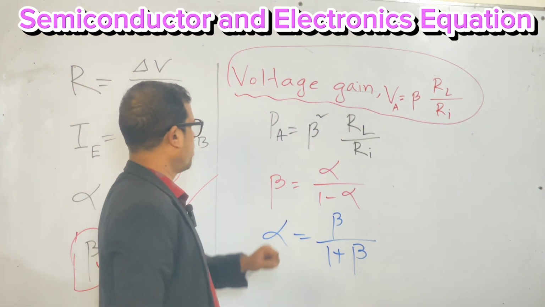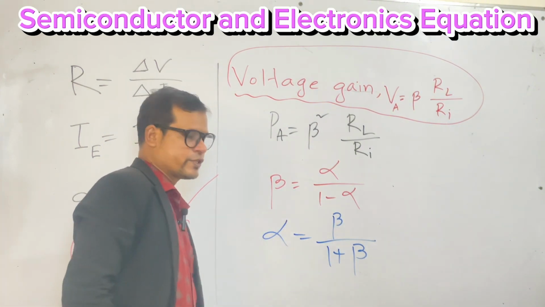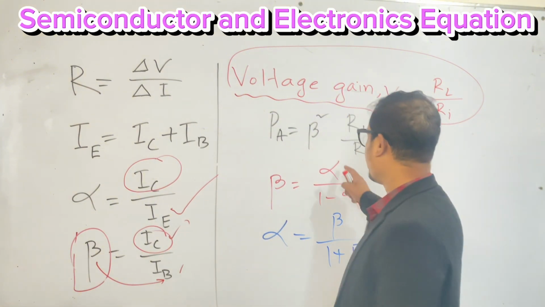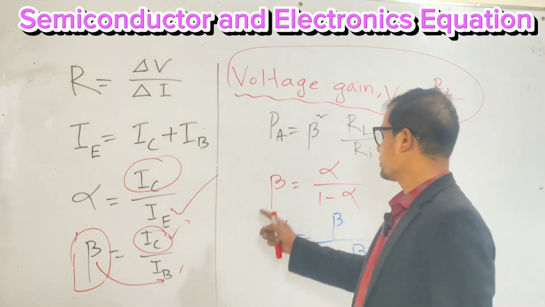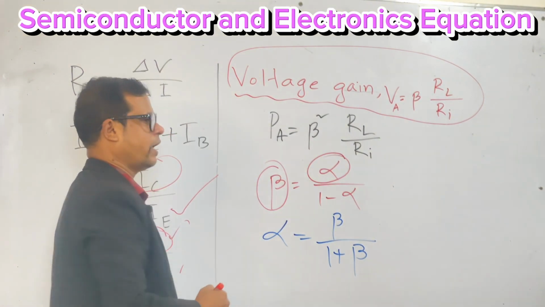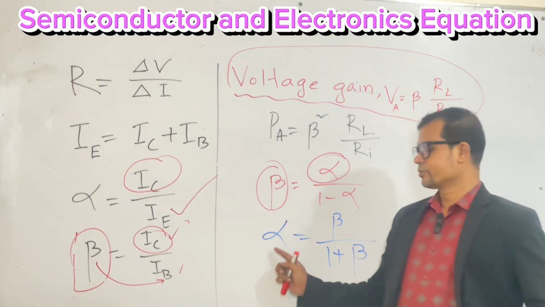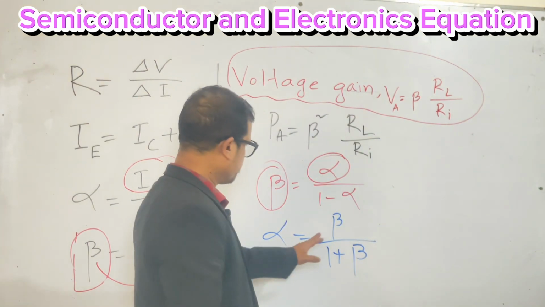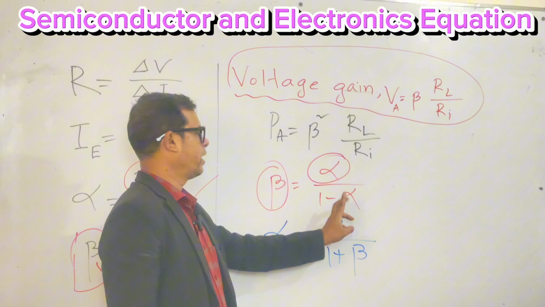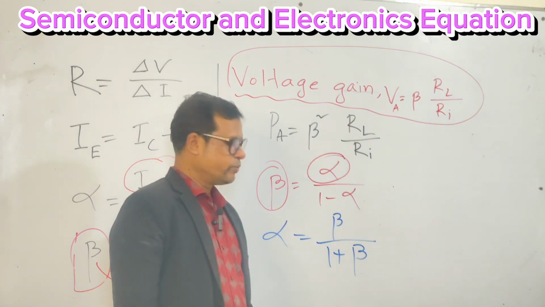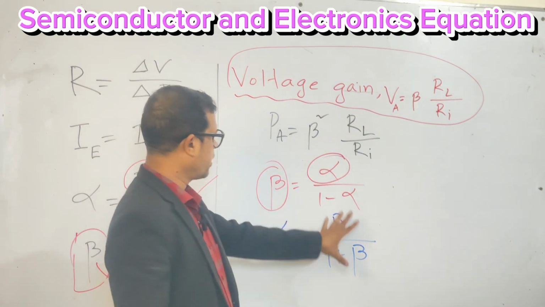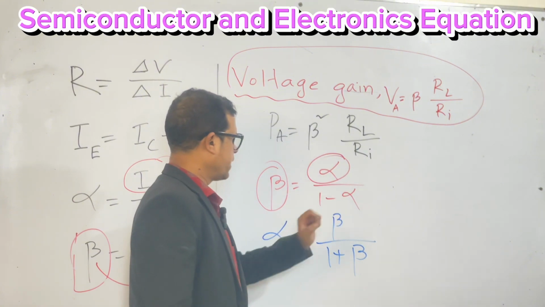Beta here is the current gain, and AP is the power gain. Now, beta equals alpha over 1 minus alpha. This is the relation between beta and alpha. If the question gives you the value of alpha, you can find beta. Alpha is the current amplification factor, and beta is the current gain. If the question gives you the current gain beta, you can find alpha: alpha equals beta over 1 plus beta. It is the same formula, but swapping alpha and beta, the minus sign becomes a plus sign.